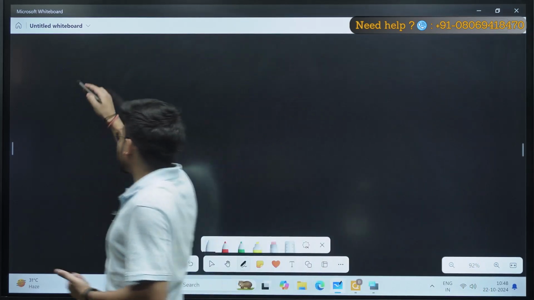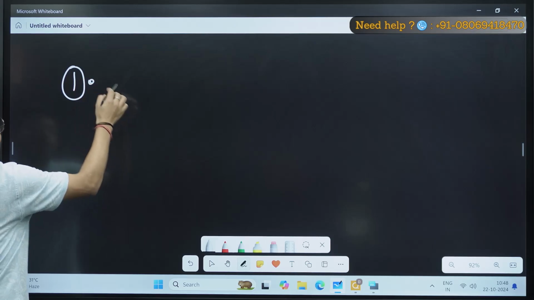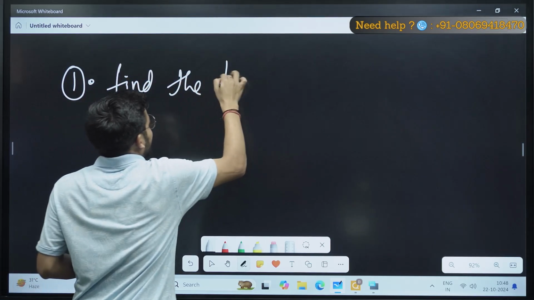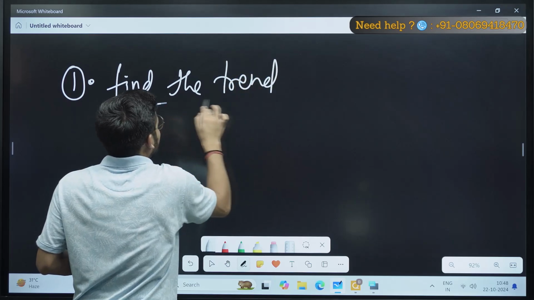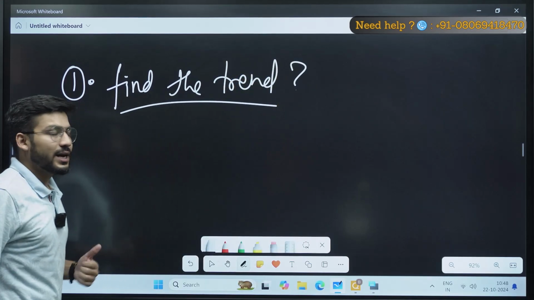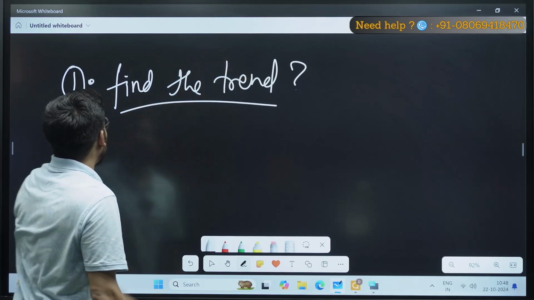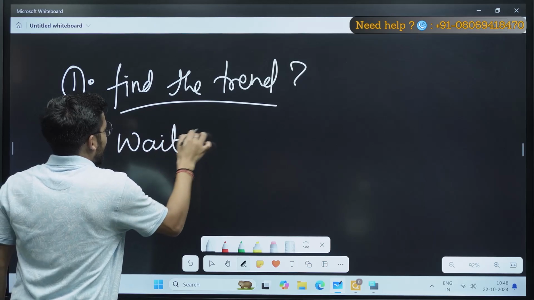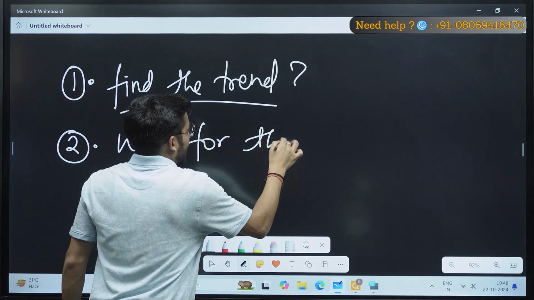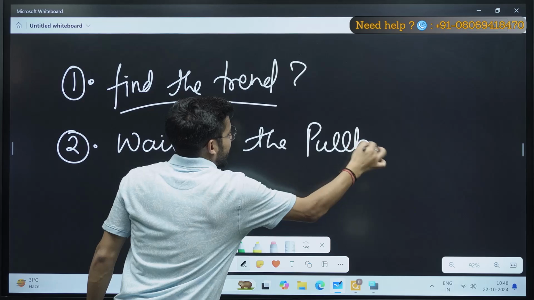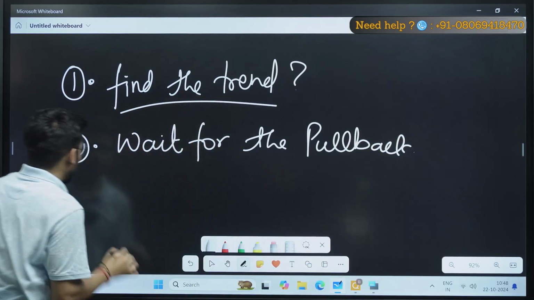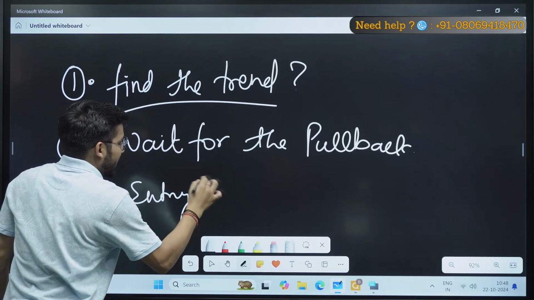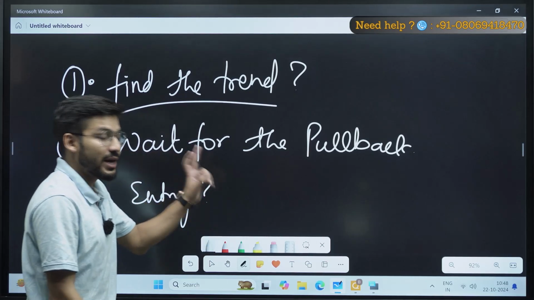Now the first rule is to find the trend. Like you should know what the current trend of the market is, right? When you have found the trend of the market, the second thing is to just wait for the pullback. Then the third rule is the entry point. What should our entry point be, right? So we will see what our entry point will be.